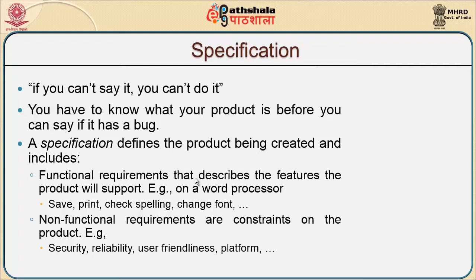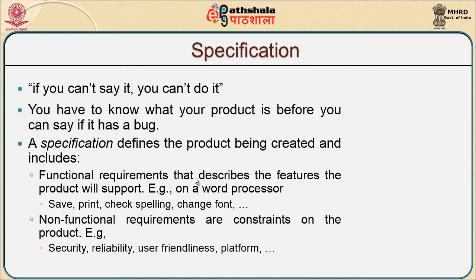So you can simply think: did the problem exist only during the implementation phase, or did it happen from the beginning, from the specification point of view? As part of specification we have learned that if you can't say it, you can't do it. You have to know what your product is before you can say if it has a bug.